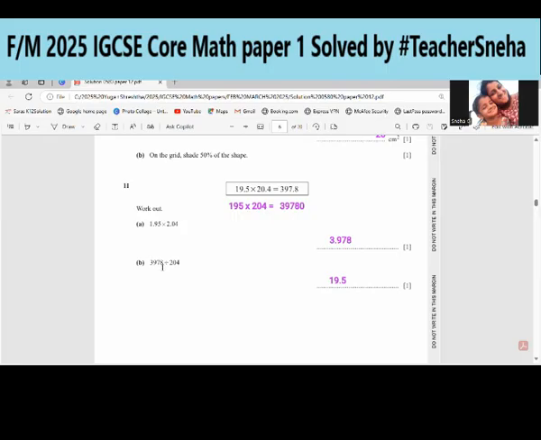Then 39780 divided by 204. So 39780 divided by 204 gives you an answer of 195. Now, since the 0 in the original equation is removed, we will have to place one decimal between 9 and 5. So the final answer comes as 19.5.